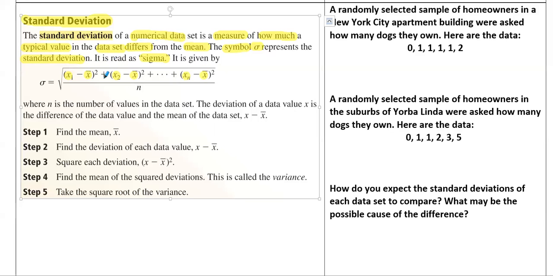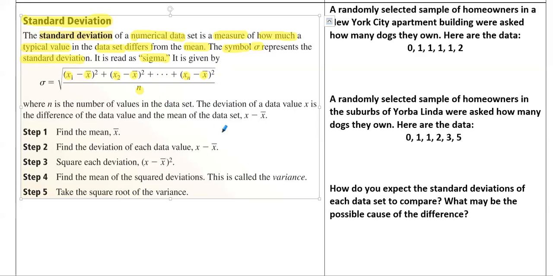So inside the parentheses, you are doing a collection of how far each data value is from the mean. Then you square each one of them and you add them all together. Okay, then after you do that, you divide by how many data values there are, and then you take the square root. So that looks really, really complicated.